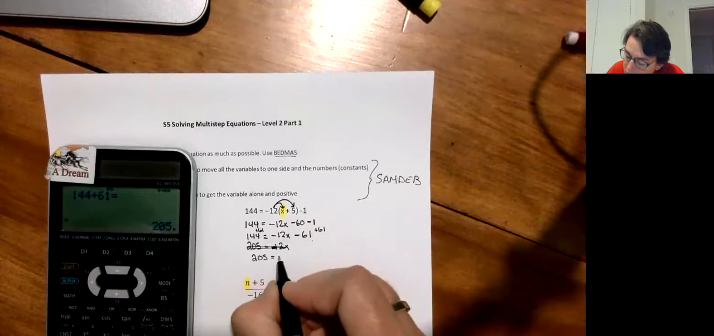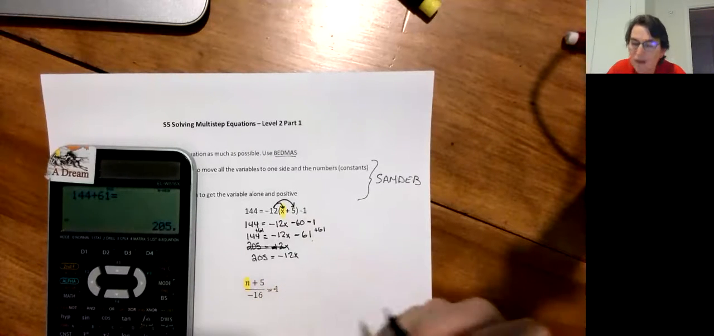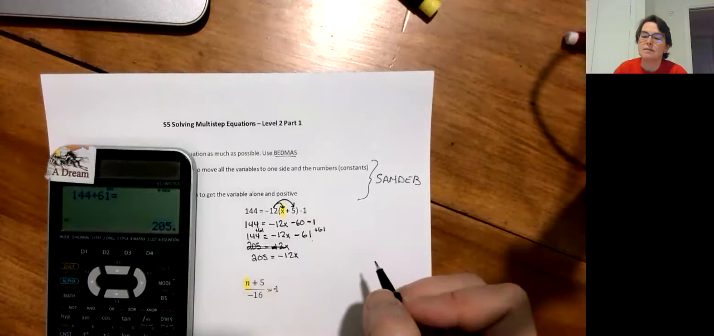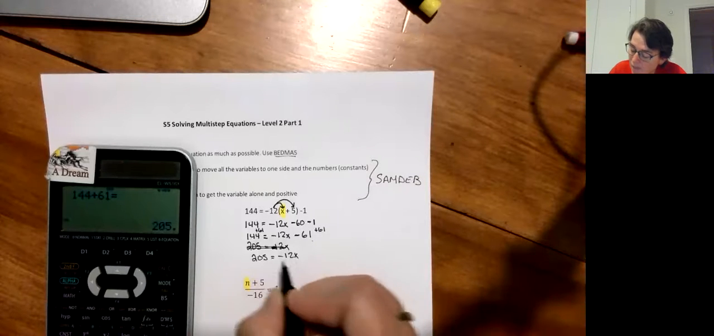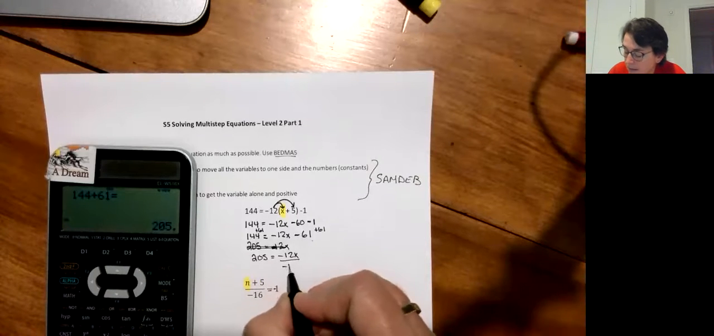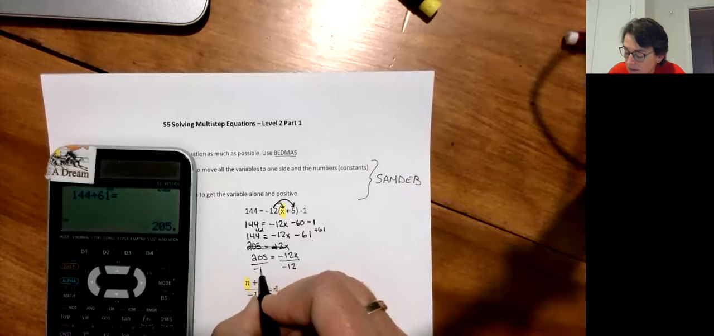205 is equal to minus 12x. I would really rather be doing this in pencil, but it doesn't show up very well on the screen, so I can have a few mistakes like that. So now all my numbers are on one side, all my variables are on the other. I just need to divide by minus 12, minus 12.